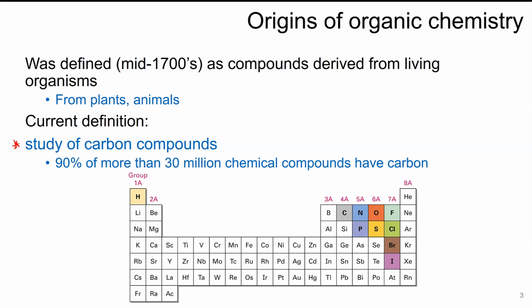90% of more than 30 million chemical compounds have carbon in them. And for the most part, the organic chemicals contain the elements that you can see colored in the periodic table. They have hydrogens, the carbon here is the most important one, nitrogen, oxygen, a few of the halogens, and also phosphorus and sulfur. So those compounds combined with carbon are organic compounds.